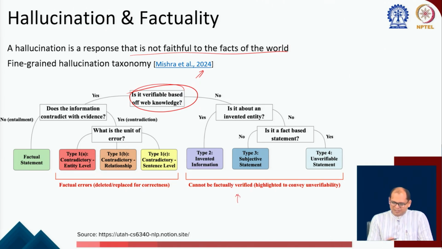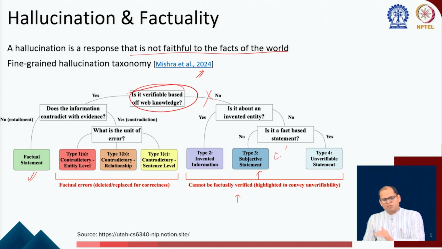Of course, there may be nuances, because many times they may invent an entity and talk about it. Then you can't even verify this. It may be a subjective statement, unverifiable. So let's not even talk about this part. But suppose it can be verified from the web of knowledge, then you can ask again, okay, does it contradict with the evidence? If it doesn't, it may be just entailment, just putting it another way. So then it becomes a factual statement. So that's the only thing that is factual.